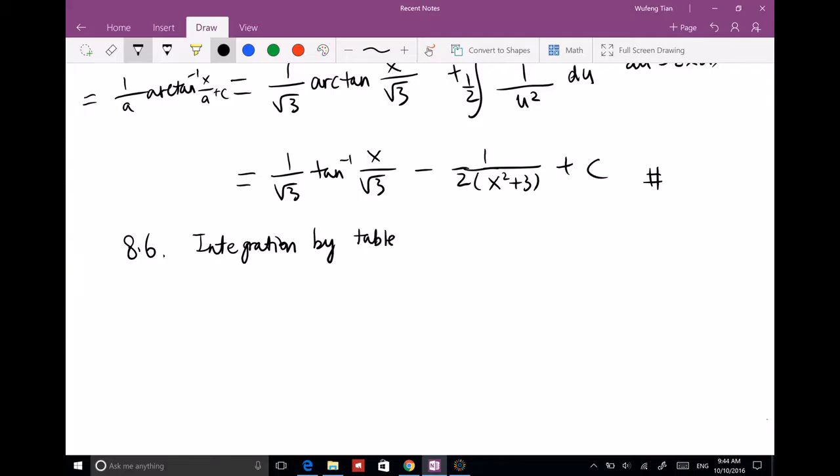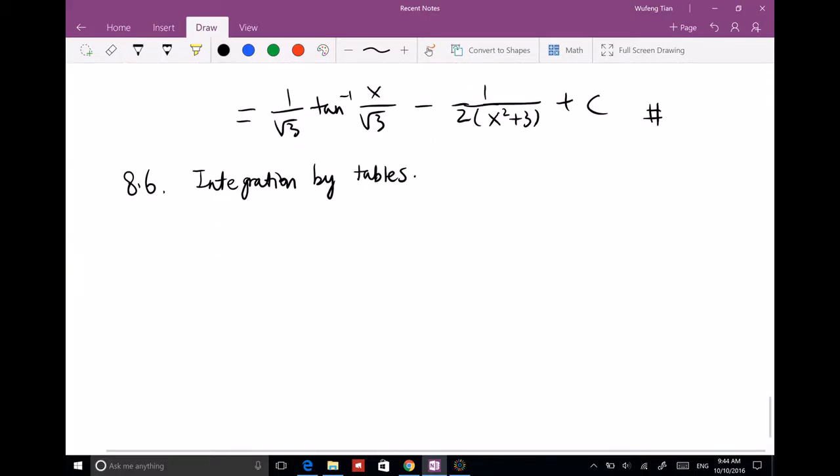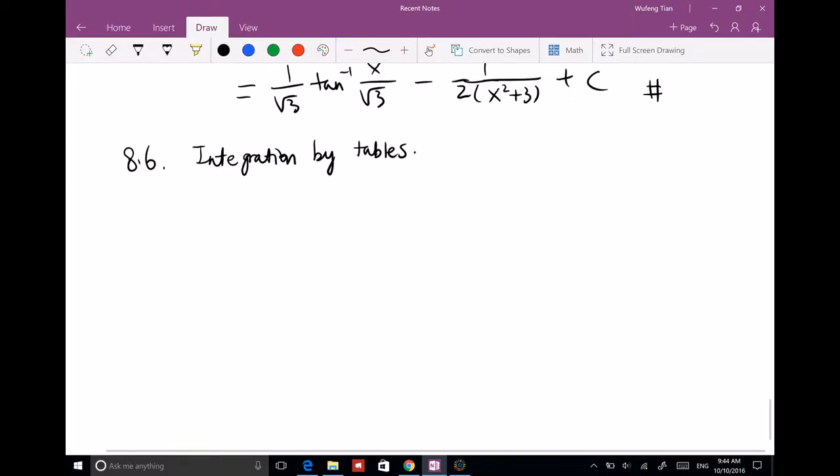Integration by tables. Well, in this section, I give you the formulas. You have to use the formula to do the antiderivative. There is not much of integral skills in this one. You just have to apply the formulas to solve the integrals. Most of the integrals are kind of the hard ones, and the formulas are really long.